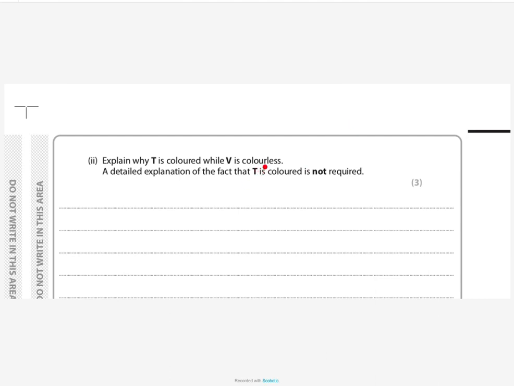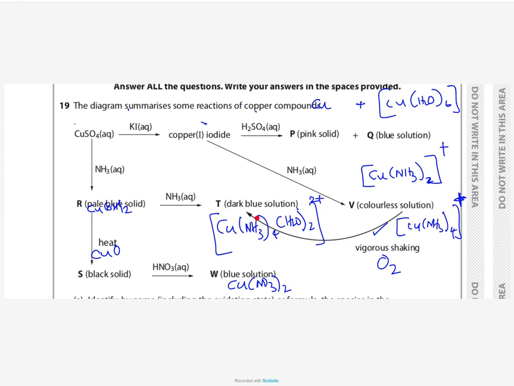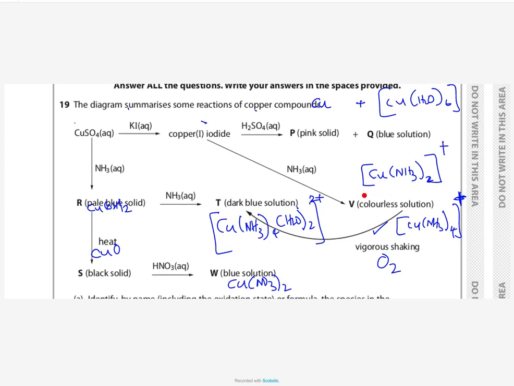Explain why T is colored, why V is colorless. A detailed explanation of the fact that T is colored is not required. Why is V colorless? Because V, the copper, is in the +1 oxidation state.